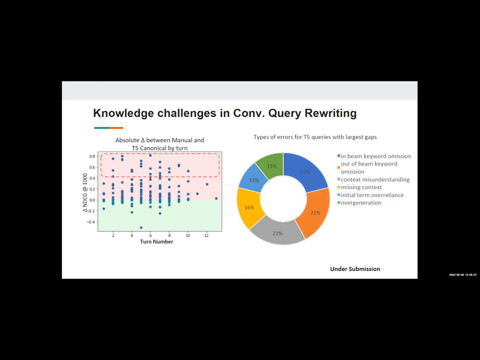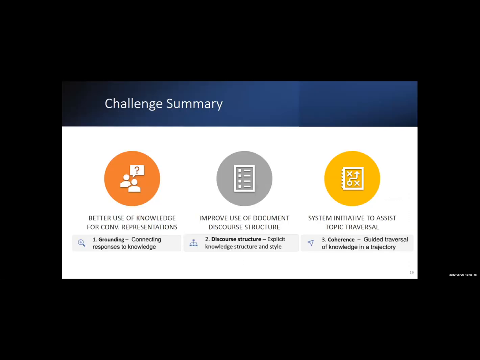So I hope to be able to share more about this work when it's published, and there's a lot more depth going into each of these categories in detail. But I wanted to focus on some of the knowledge challenges across the different tasks. So in this case, in CAsT, what we've seen is that if we're able to better use knowledge, if we're able to improve our grounding and improve our rewriting, we still have a long way to go. There's a lot of headroom to make that much more effective. We have to improve use of document structure, as well as language structure.